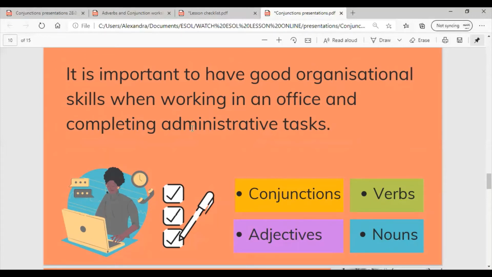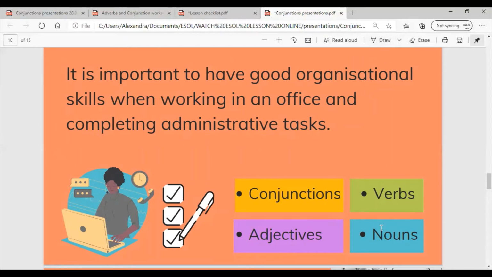And then the other word you might not be sure of in this sentence is administrative. Now, administrative tasks can be short for admin. These sorts of things often take place in an office, so it would be like filing and sorting paperwork, stuff like that. Okay.